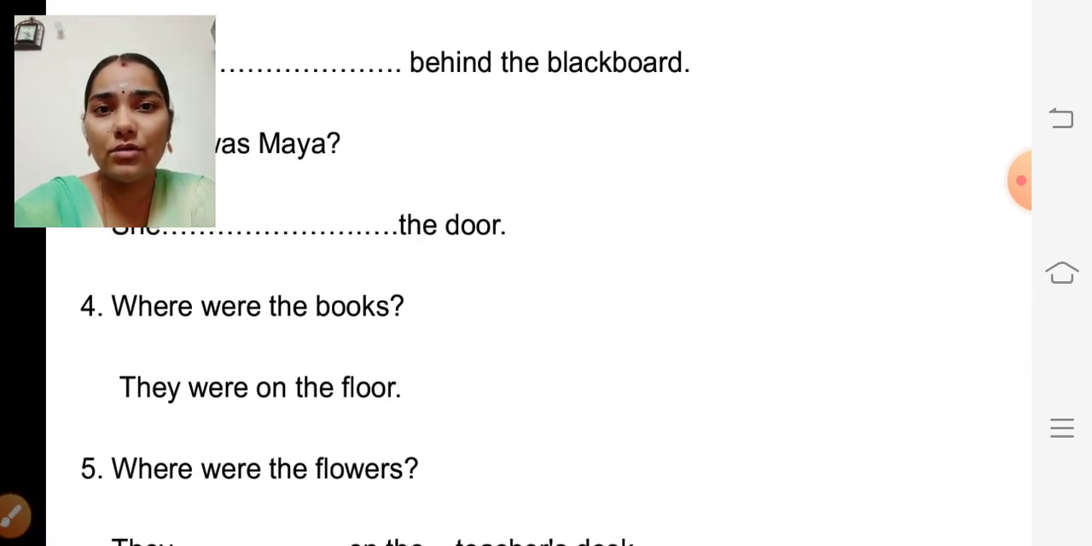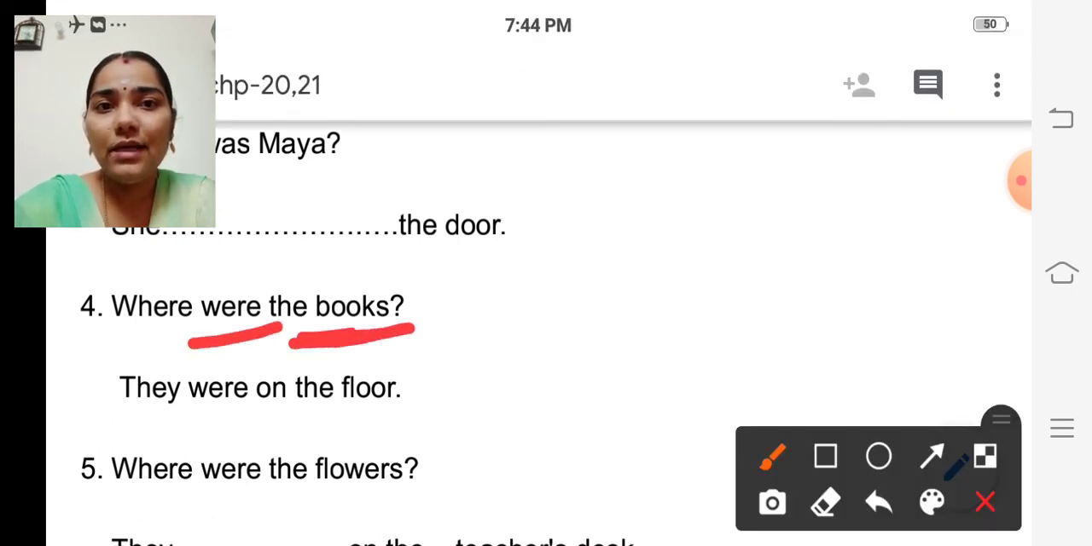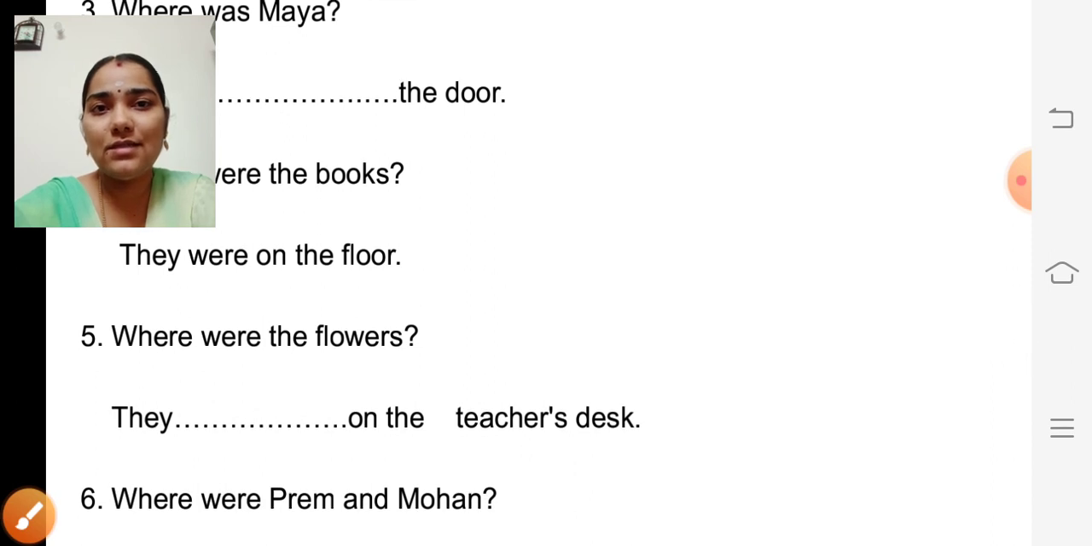Where were the books? So here, books. It is plural, isn't it? So they have given were. Plural, isn't it? So for plural we are using were. See the answer: they were on the floor. They were. They were on the floor. Is it clear, children? Yes. It is very easy, isn't it?